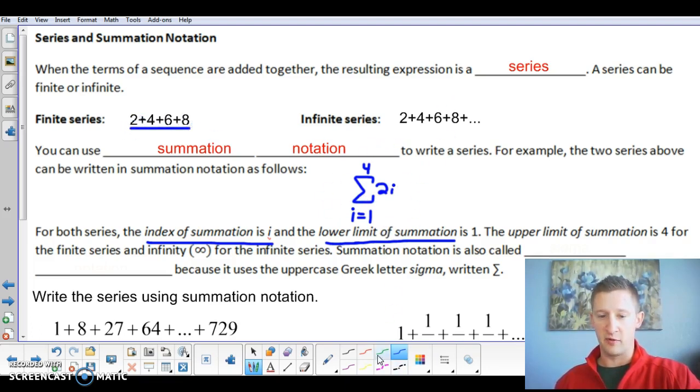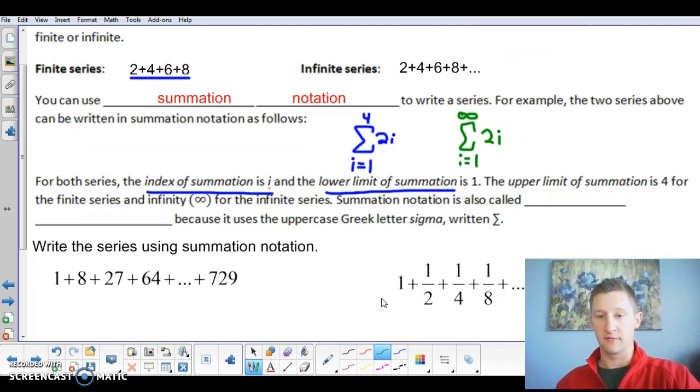The only difference is if I were to write the summation notation for the infinite series, I'd still have my sigma symbol. My i in the bottom would be i equals 1, saying start at 1 with i as the independent variable here. The rule is 2 times i. The difference is instead of stopping after the fourth term and adding them up, I continue on to infinity. So from 1 to infinity with this rule for each term, add up all of those terms. There's my series in summation notation.